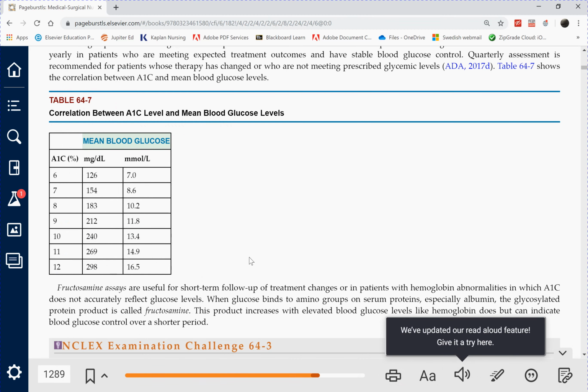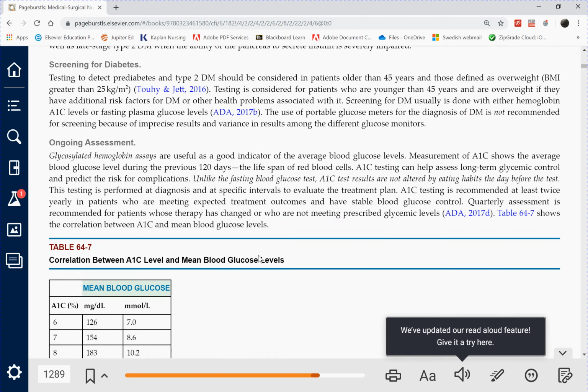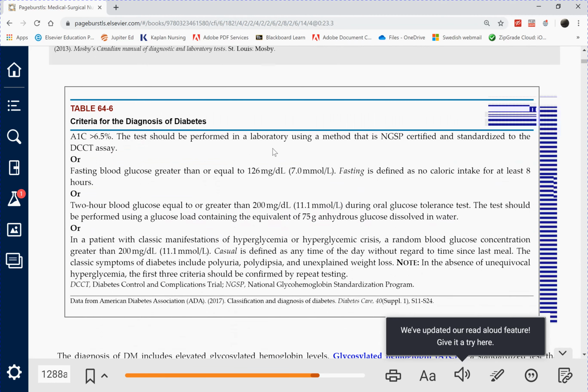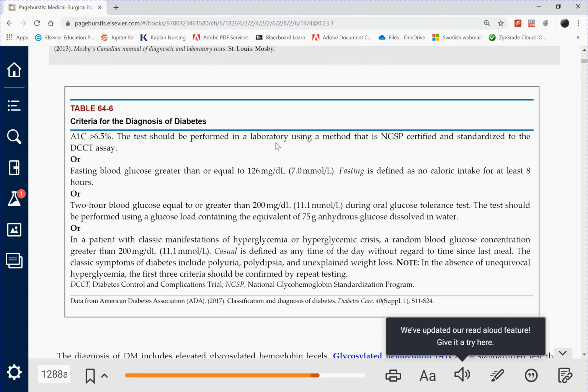That is significantly high. So that's why A1C is the most reliable, because this test can't be affected by factors that the patient does in a few days before or after the test, mostly before.